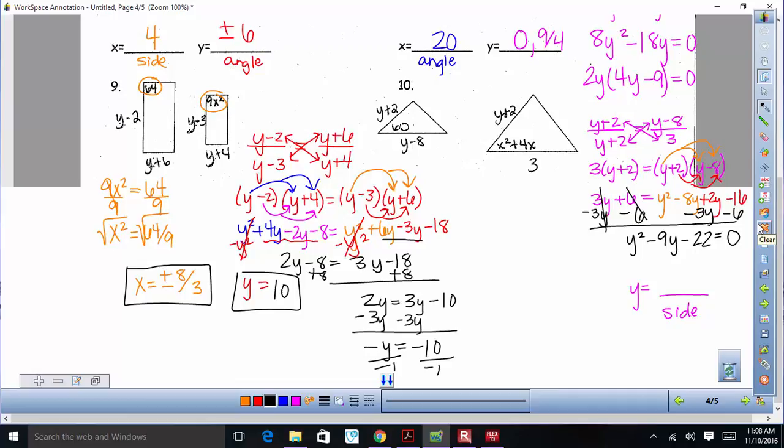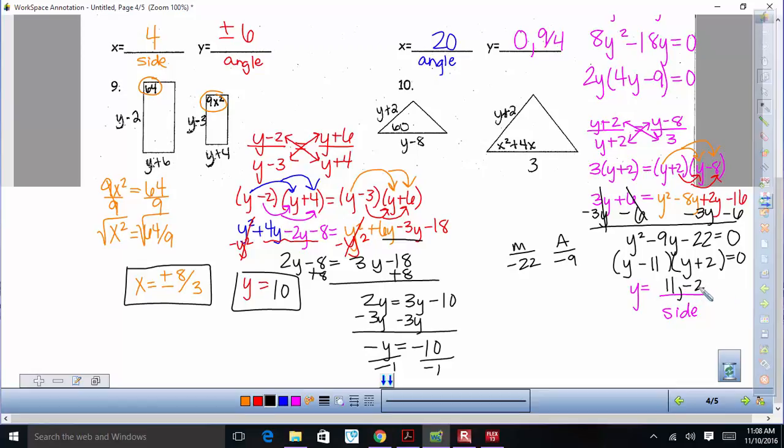Okay, so from here we have 1, 2, 3 terms, so we're factoring by trinomial method. So go ahead and draw your parentheses and your y's. Okay, so tell me what multiplies to give me a negative 22 and adds to give me a negative 9. Negative 11 and a positive 2. Does that work, y'all? Mm-hmm. So that means my y would actually be 11 and negative 2. Perfect.